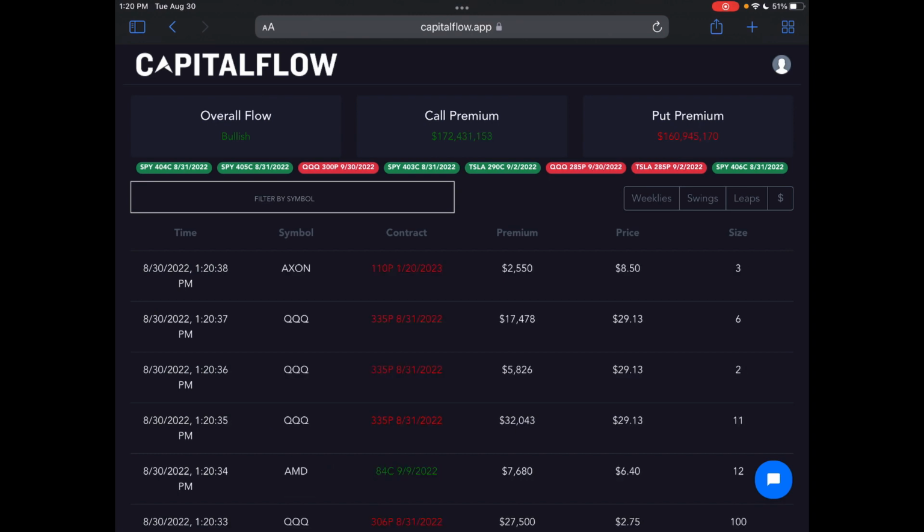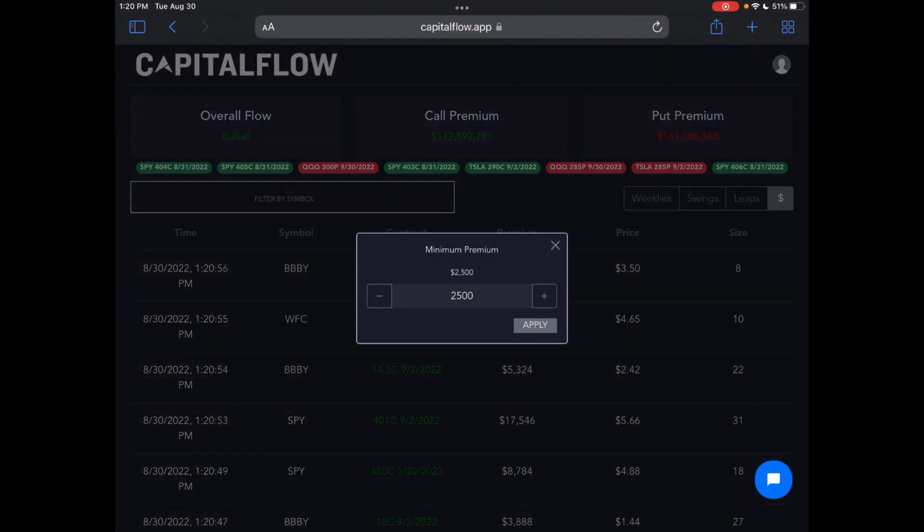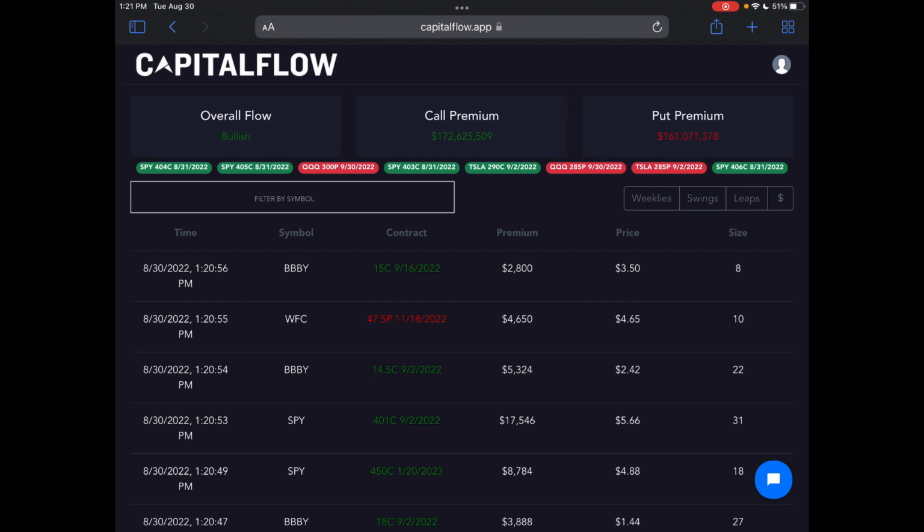And then large cap is going to be $10 billion and higher. So if I'm looking to trade a small cap stock, those are typically ones that don't have a whole lot of volume coming into them every single day. They just don't have a lot of big money traders on an average day. So if I'm looking to trade a small cap stock, I'm actually going to keep this minimum premium at 2,500 because I really want to be able to see every single order.